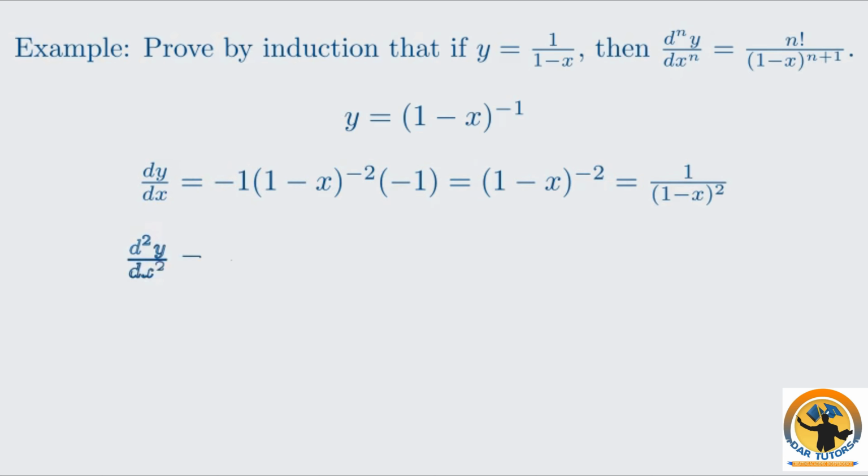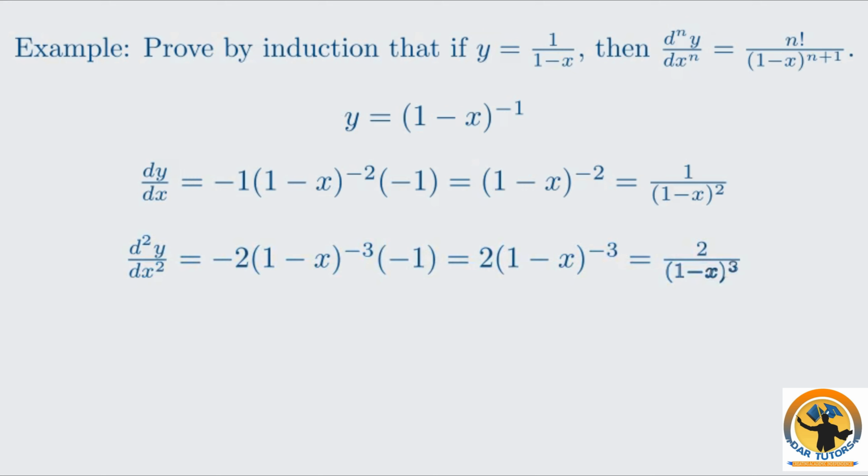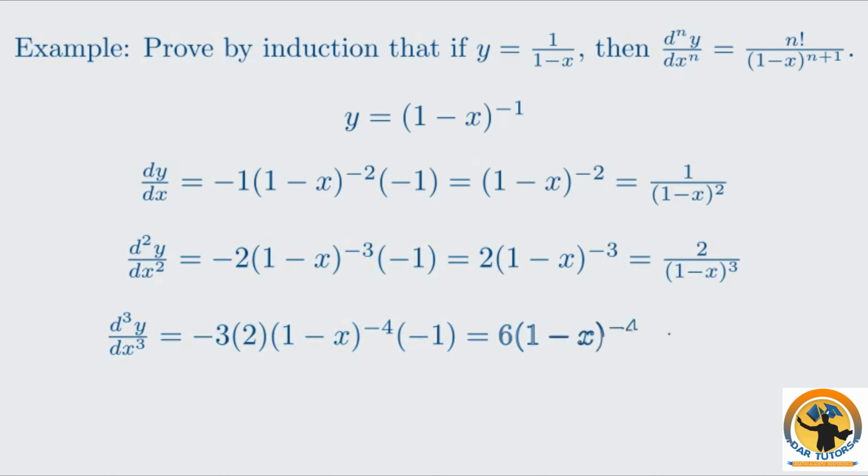The second derivative is negative 2 times the quantity 1 minus x to the power of negative 3 times negative 1, which simplifies to 2 over the quantity 1 minus x cubed. The third derivative is negative 3 times 2 times the quantity 1 minus x to the power of negative 4 times negative 1, which simplifies to 6 over the quantity 1 minus x to the power of 4. Notice the pattern. The numerator is the factorial of the derivative number, and the exponent in the denominator is 1 more than the derivative number. This matches the formula we are trying to prove.